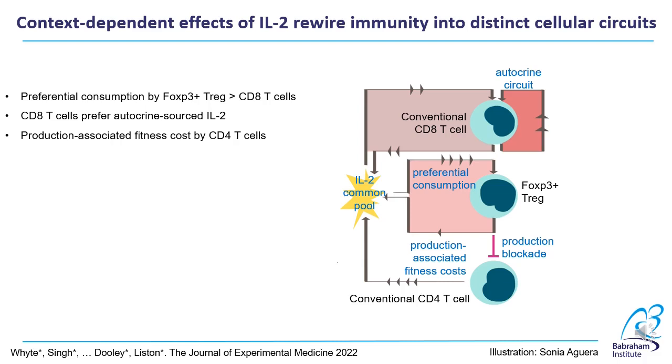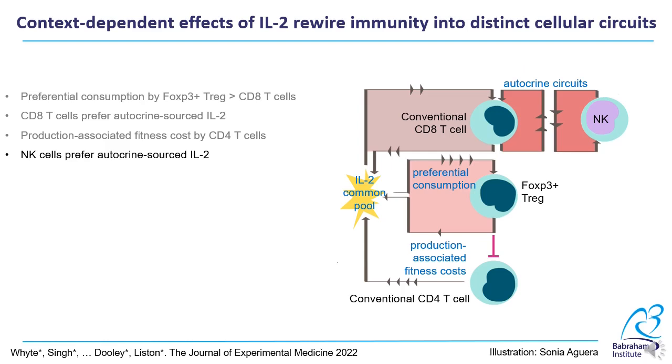Conversely, IL-2 production by CD8 T cells preferentially fed into autocrine circuits, which allowed CD8s to escape from Treg-mediated suppression. However, we identified there were also differential costs associated with IL-2 production by CD4 and CD8 T cells. The ability of CD4s to produce IL-2 was detrimental to their competitive fitness, whilst the opposite was true for CD8s.